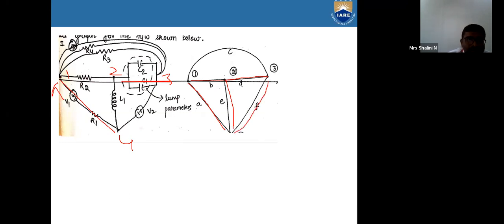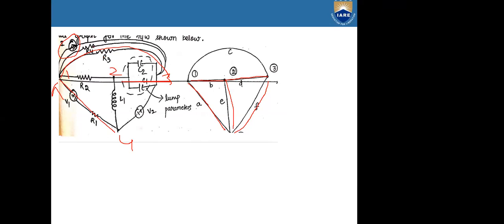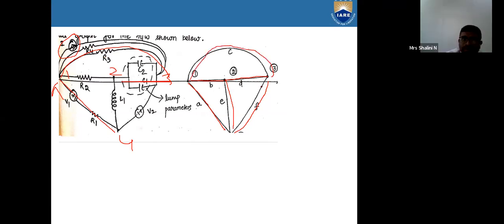Coming to here, for 1 to 3, 3 elements will be there: R3, R4, and the current source. This current source is eliminated. Why? Because it is open circuited. Remember, leave it. Of these 2 resistors, I am connecting the C node. Okay, do all of you understand?